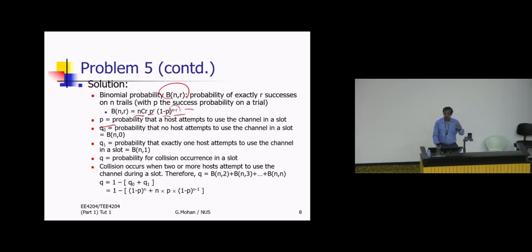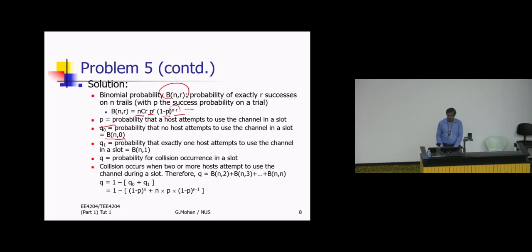And P is the probability that a host attempts to use it. That's a success probability. Now, Q0, let's use this to denote the probability that no host attempts to use the channel in a slot. What's the probability that no one is trying to transmit? Nobody has data to transmit. That's what it means. So B(n,0).